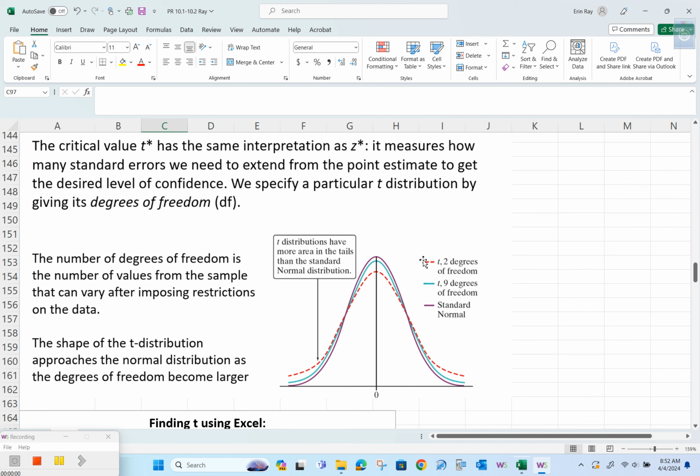Degrees of freedom just tell you how many of the sample values can vary. So it's equal to whatever your sample size is minus 1. So if you have a sample size of 10, 9 of those values can vary. One of them has to be set. So that's all a degree of freedom is. It's just n minus 1.